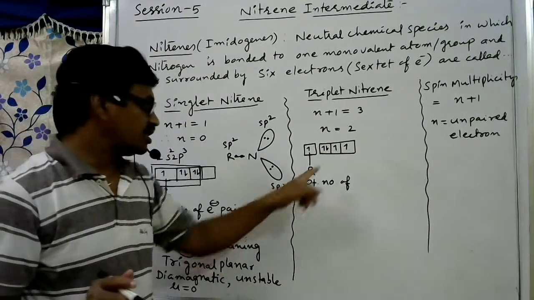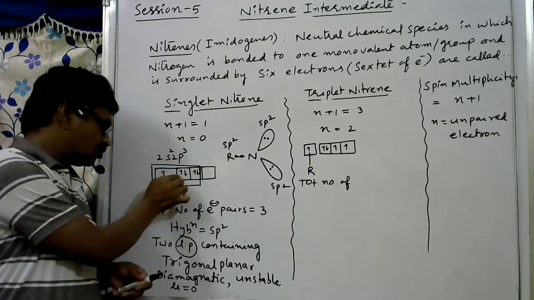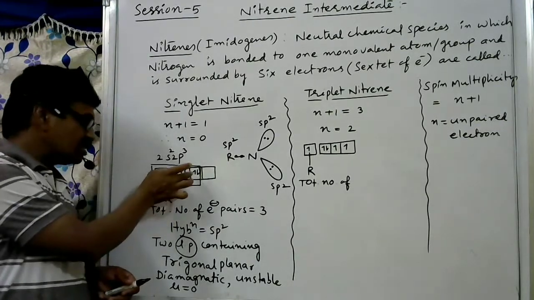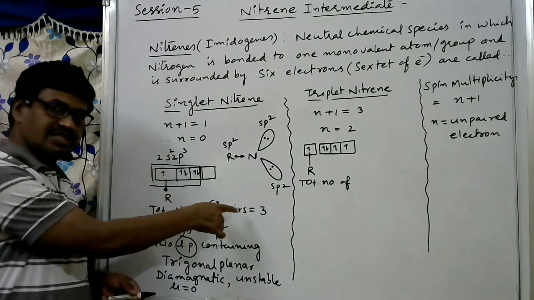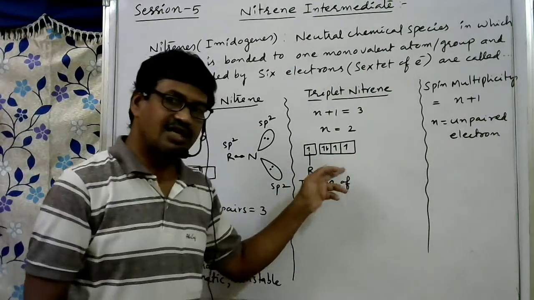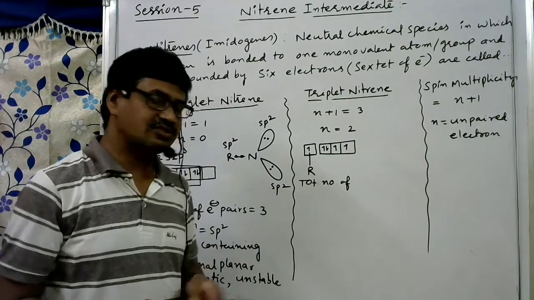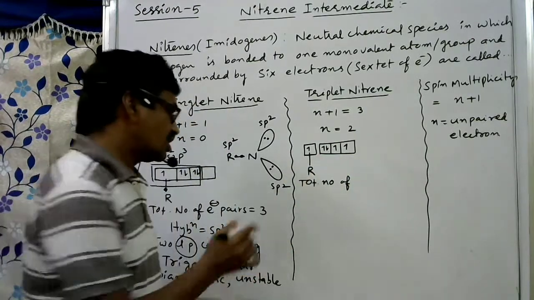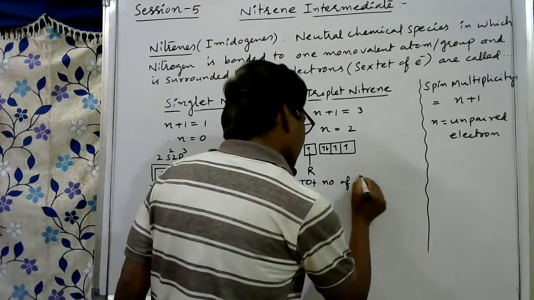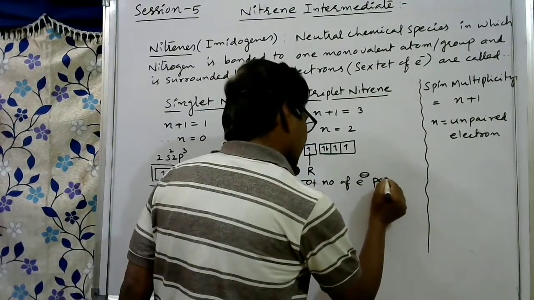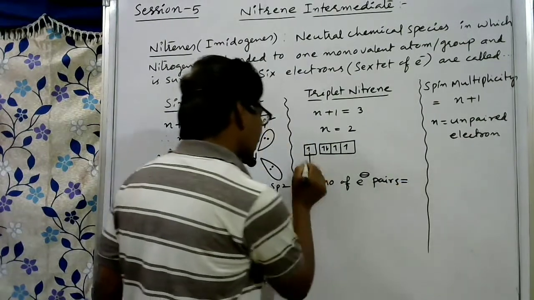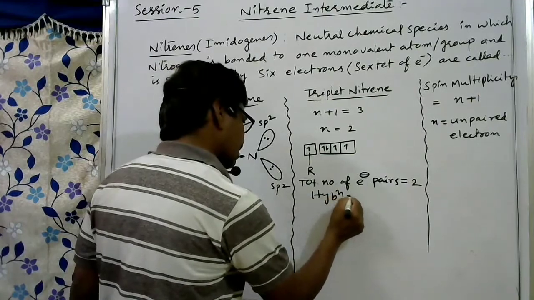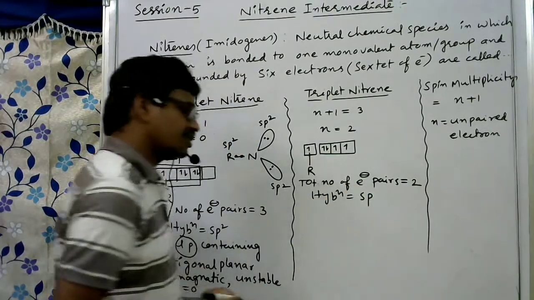Only pairs. In this, this box contains one lone pair, and this is one bond pair. So you consider a total of two pairs here. But these two electrons are separately arranged in two different orbitals, so you should not consider them as a pair. Two single electrons only. So the total number of electron pairs is equal to 2. Therefore, hybridization is sp.